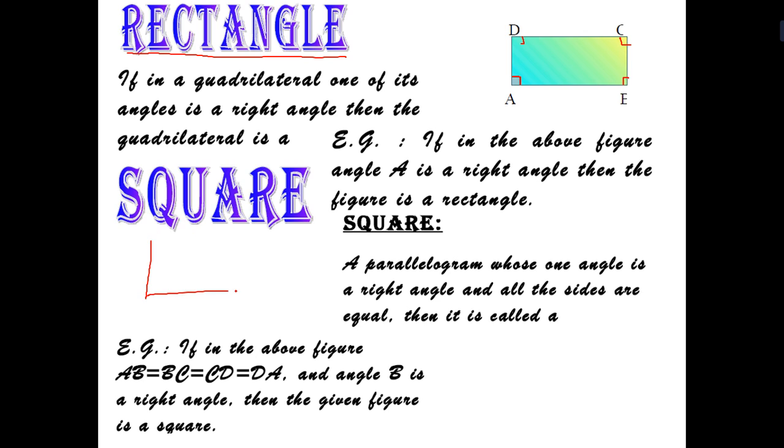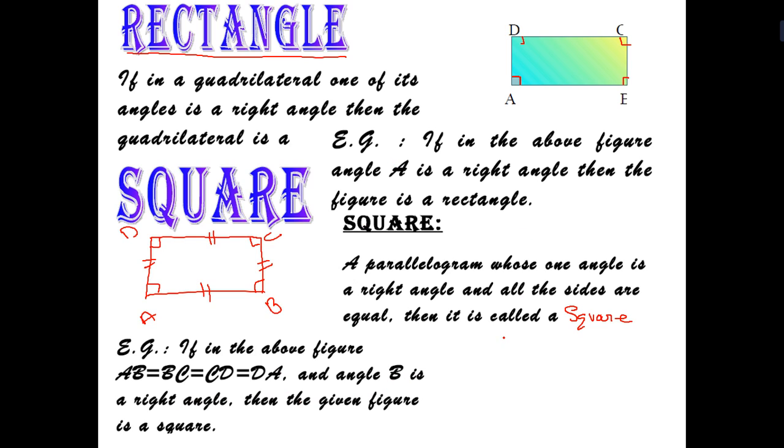So we have forgotten to put the PPT or figure here. ABCD is a parallelogram. All four sides are equal and each angle is 90 degrees. A parallelogram whose one angle is a right angle and all sides are equal is called a square. In the above figure, AB is equal to BC is equal to CD is equal to DA, and angle B is a right angle, so we can say 90 degrees each.